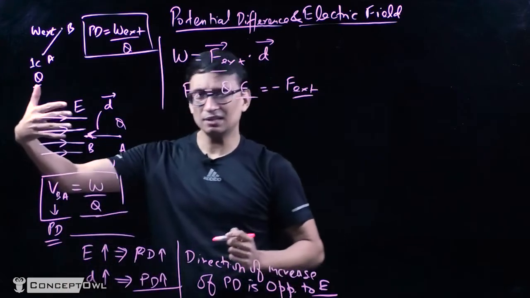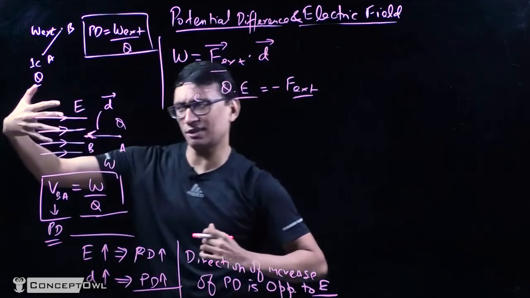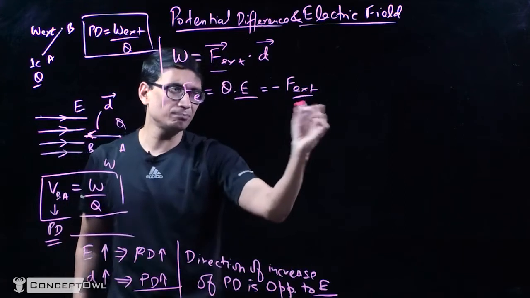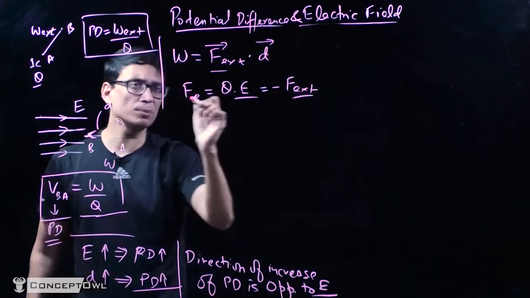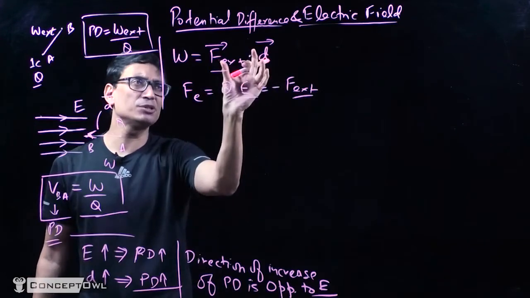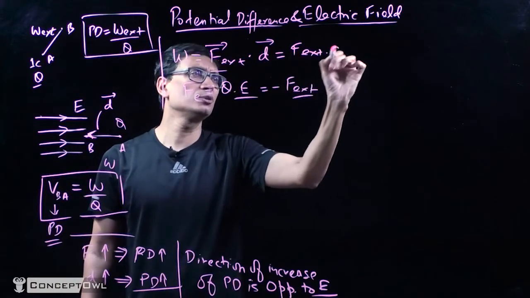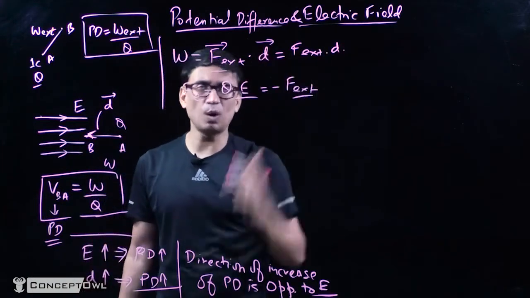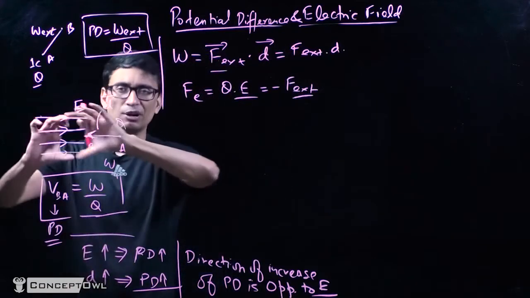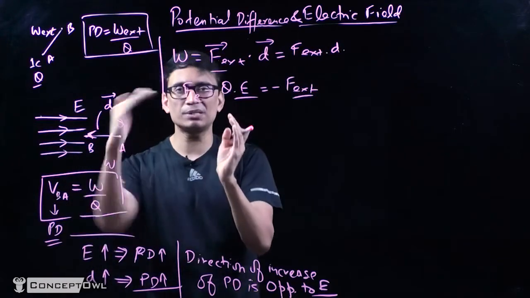Here E, the electric field, is in this direction, so the electric field force will act in this direction, and I'm pushing in the opposite direction. So the external force is going to be opposite to the electric field force, and the angle between them is 0, so I can write this simply as F external into D, because cos of 0 is 1. Now if I substitute this here, I'm doing this for a one-dimensional case. For one dimension, sign is sufficient to represent the direction.